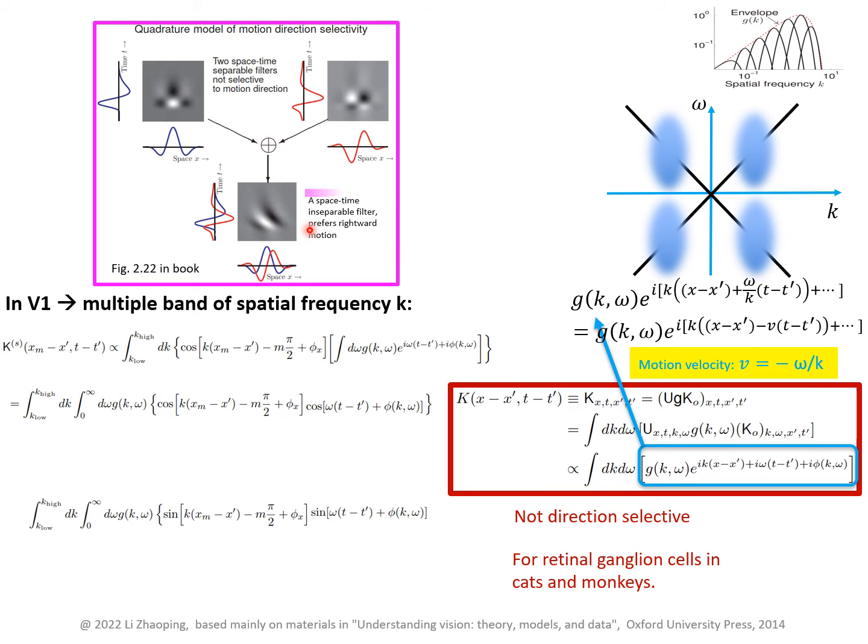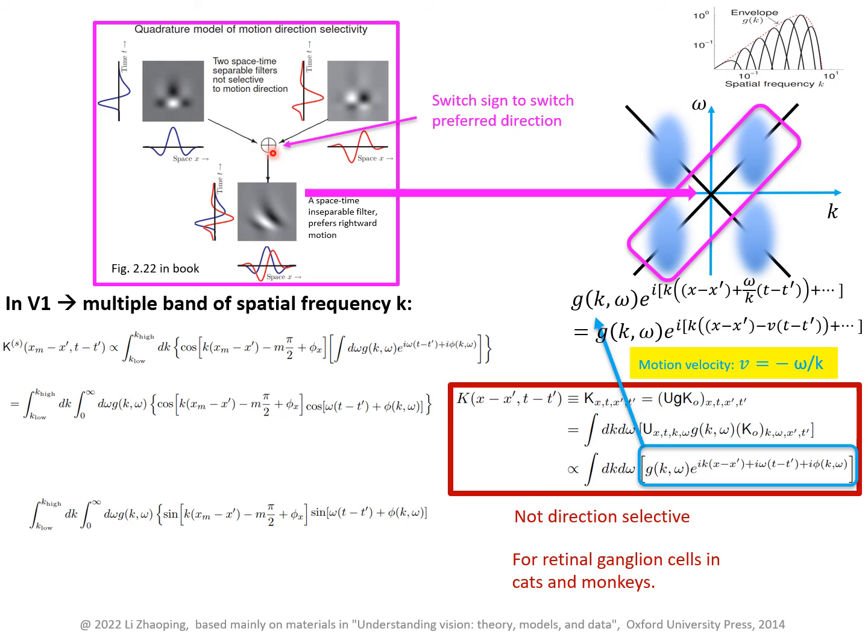This filter integrates these two frequency regions for one direction of motion but not for the other direction. If you replace this summation by a subtraction of these two filters, then the filter will prefer the other motion direction and will integrate these two frequency regions.